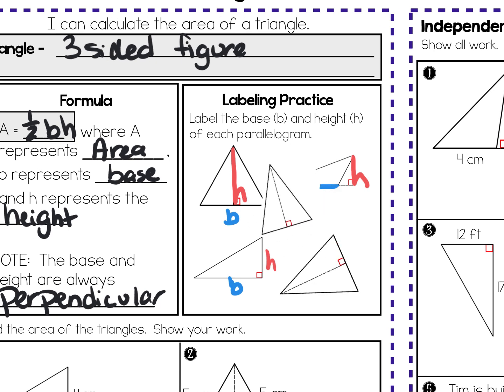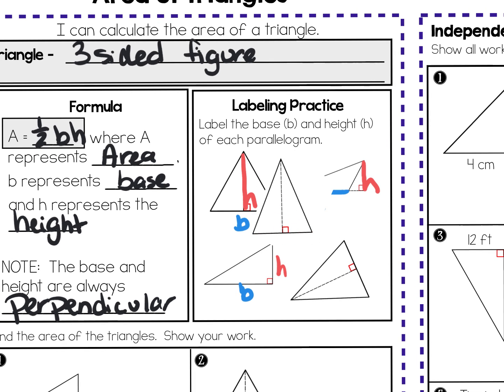There we go. So we have our base, which means that this is our base here. And then our height, which is exactly perpendicular, here. This is our height.